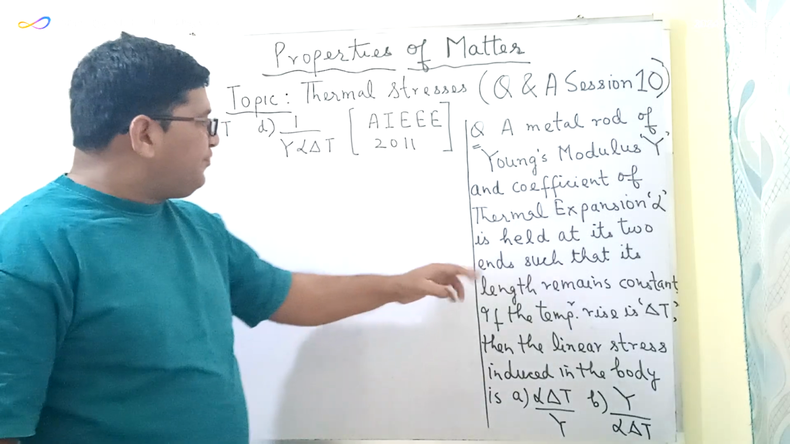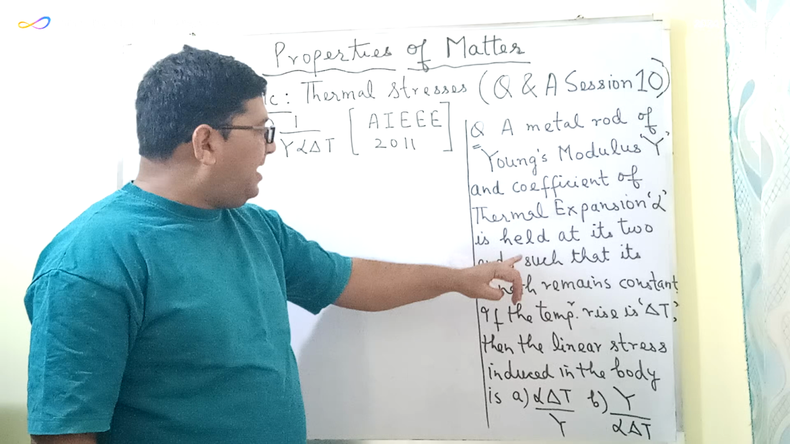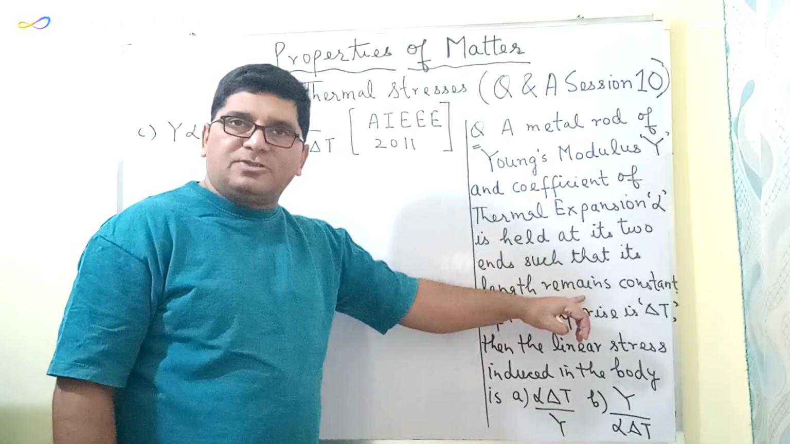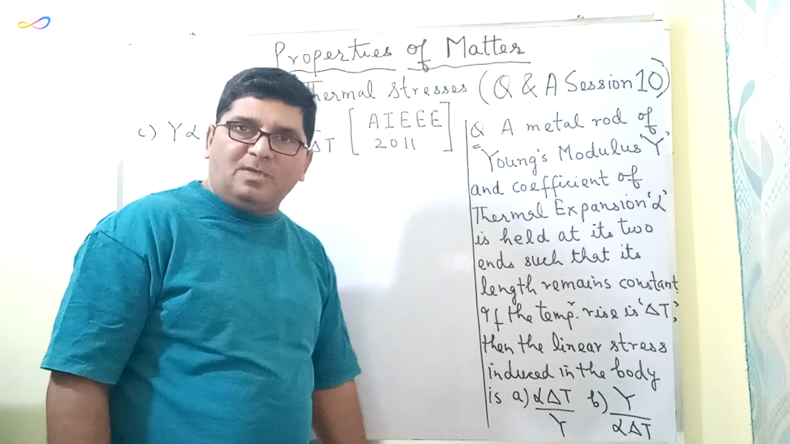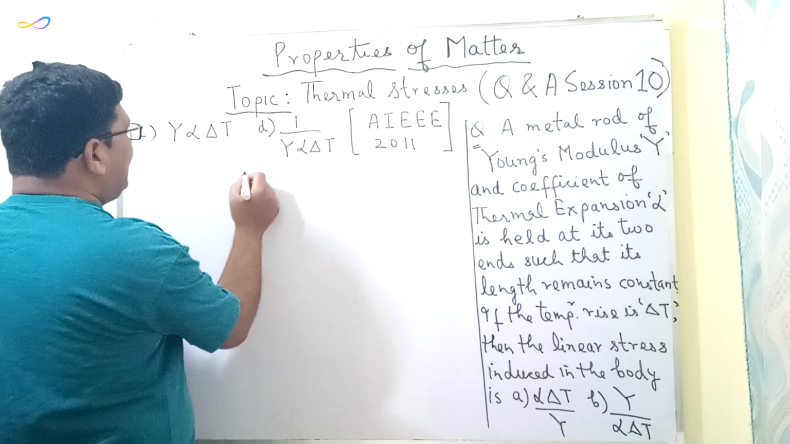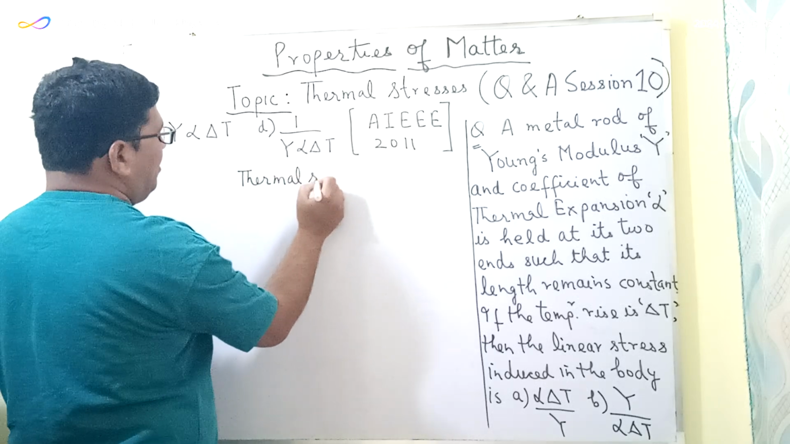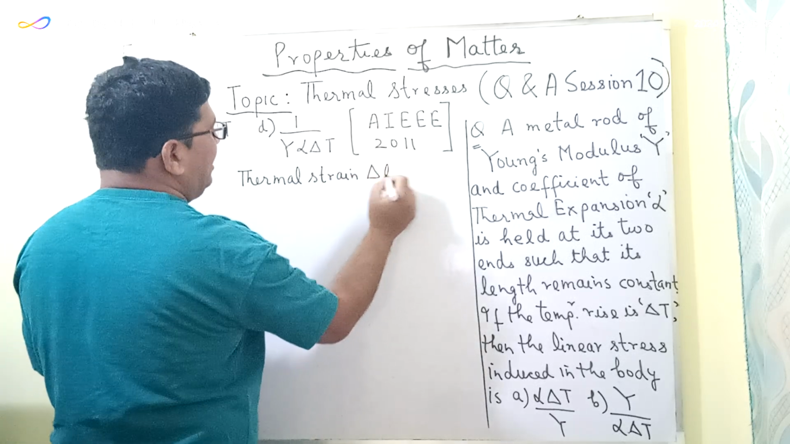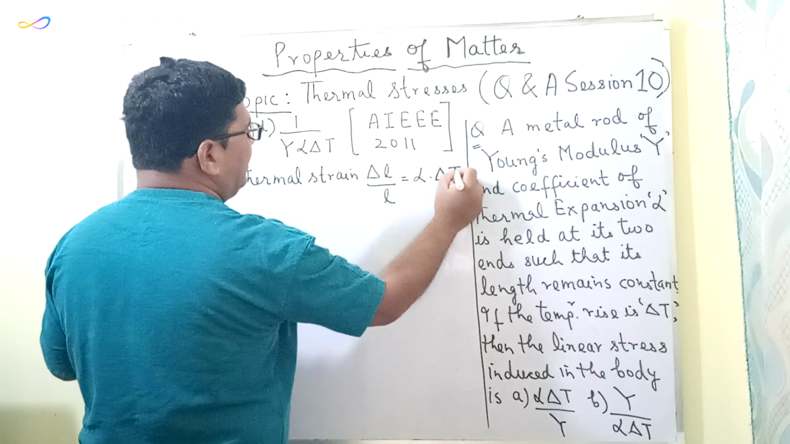Since here the rod is held at its two ends in such a way that its length remains constant, in this case thermal stresses will be induced in the body. In the previous session we have learned that the thermal strain, that is delta L upon L, was equal to alpha into delta T.